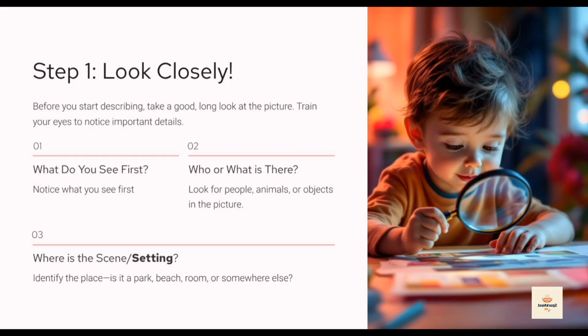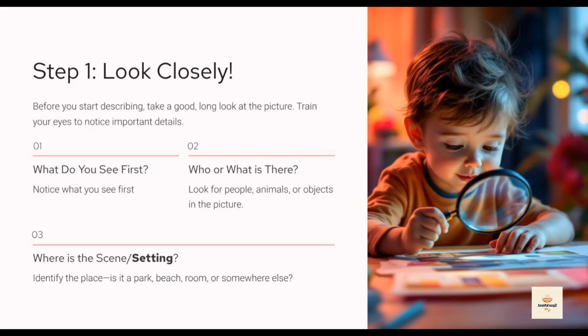Students, when we describe a picture, we look at three important things: who, what, and the scene. First, who. Ask yourself, who is in the picture? It could be a boy, a girl, a teacher, a family, or animals. Second, what. Now think, what are they doing? Maybe they are playing, eating, studying, running, or talking.